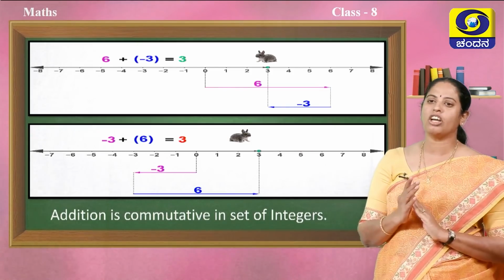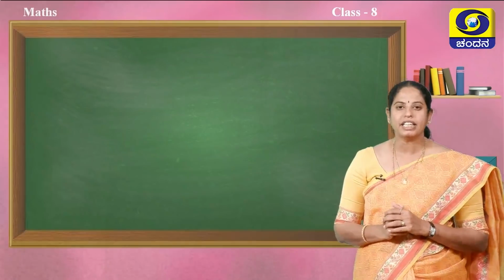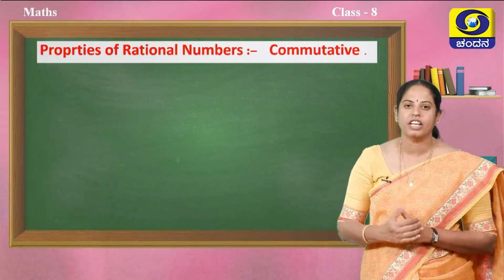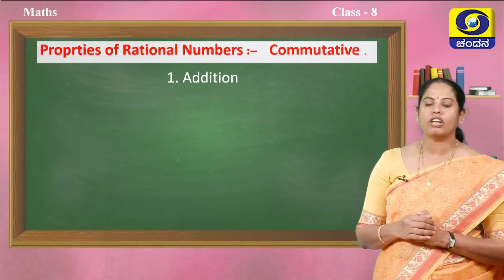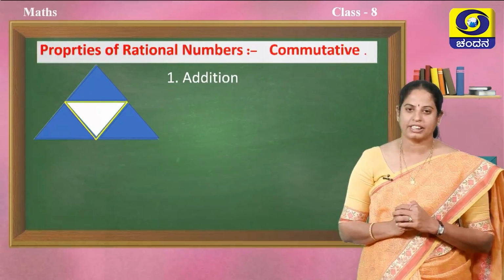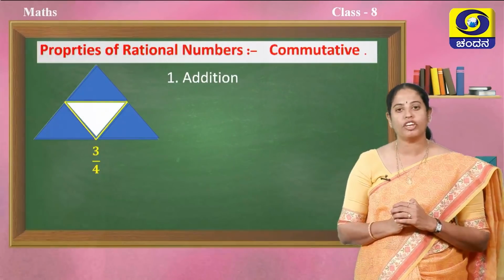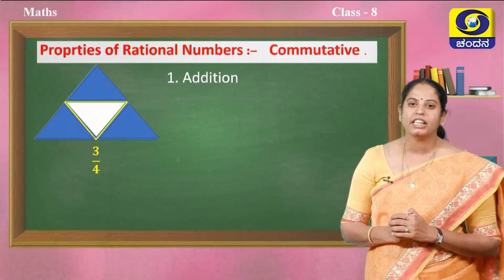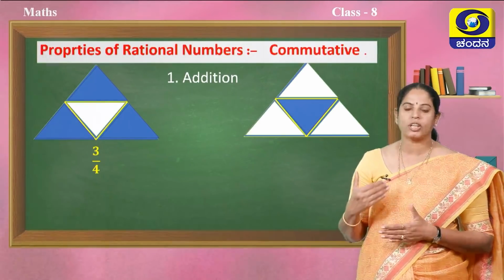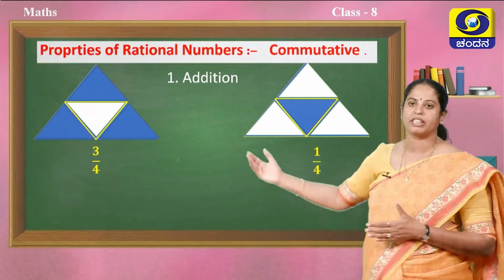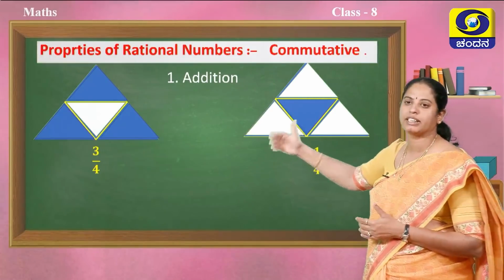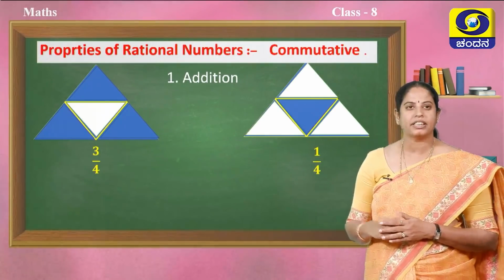Now we are discussing rational numbers. Let us check whether commutative property on addition holds good on set of rational numbers. For this, I am considering a triangle. The triangle is divided into 4 equal parts and I have considered 3/4 of this triangle. So, I am taking the help of fractions to explain commutative property on rational numbers. So, I am considering 1/4 in this triangle. Both the triangles are same size and they are equal.